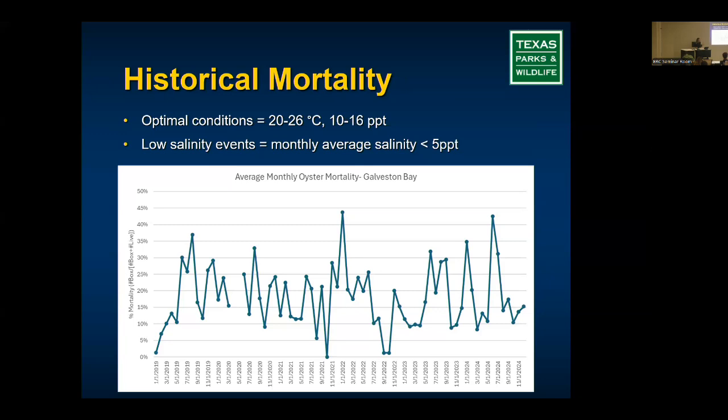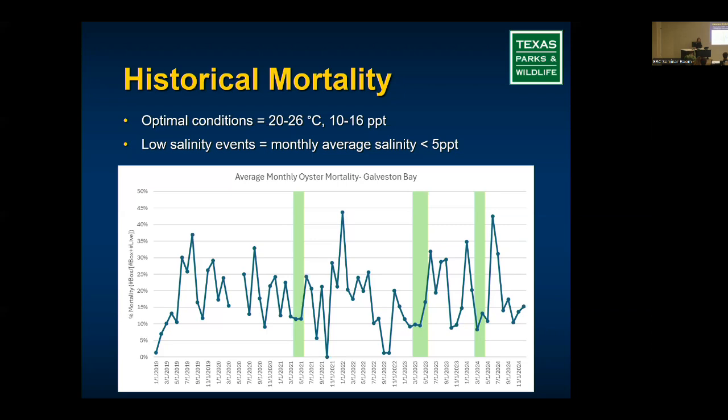So this graph here shows our average percent mortality per month since 2019. Previously, I stated that oysters prefer temperatures between 20 to 26 degrees Celsius and 10 to 16 parts per thousand for salinity. Unfortunately, our bay doesn't really meet those conditions very often, but there have been a few instances, and during those time periods, you can see that our average percent mortality is between that 10 to 20%, which is why we're kind of assuming that as our baseline mortality rate.